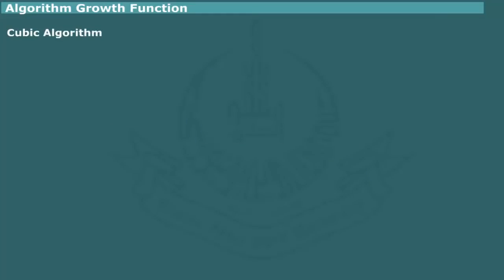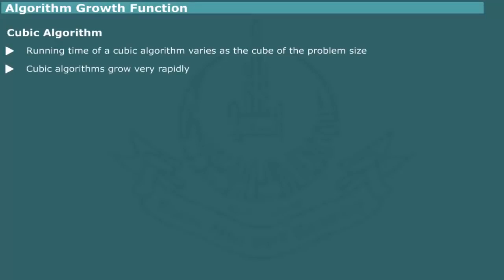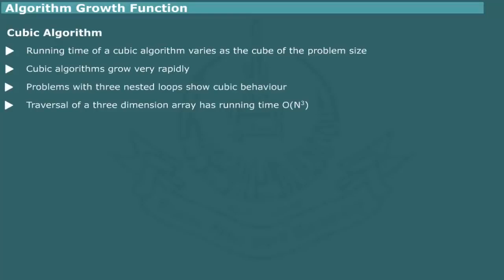Cubic algorithm. The runtime of a cubic algorithm varies as the cube of the problem size. Such algorithms grow very rapidly. A problem involving 3 nested loops has a cubic growth rate. Operations on 3-dimensional arrays, for example, exhibit cubic behavior.